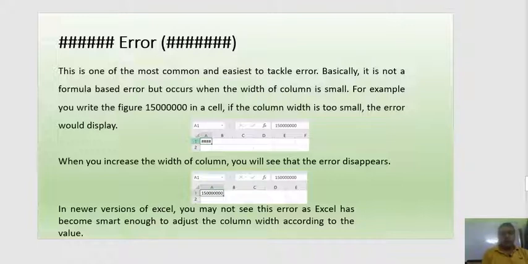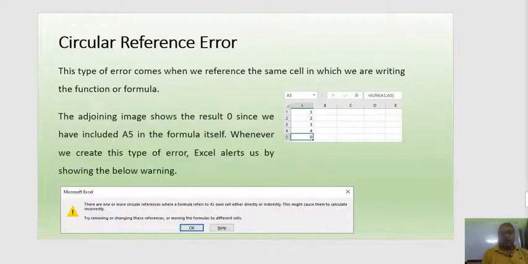Okay, now we move on to the most important error, the circular reference error. We need to understand when this error occurs. So, like you can see in the example, instead of writing sum of A1 to A4, I have written sum of A1 to A5. So the formula is calculating itself. It's a cross reference. So we're getting a circular reference.